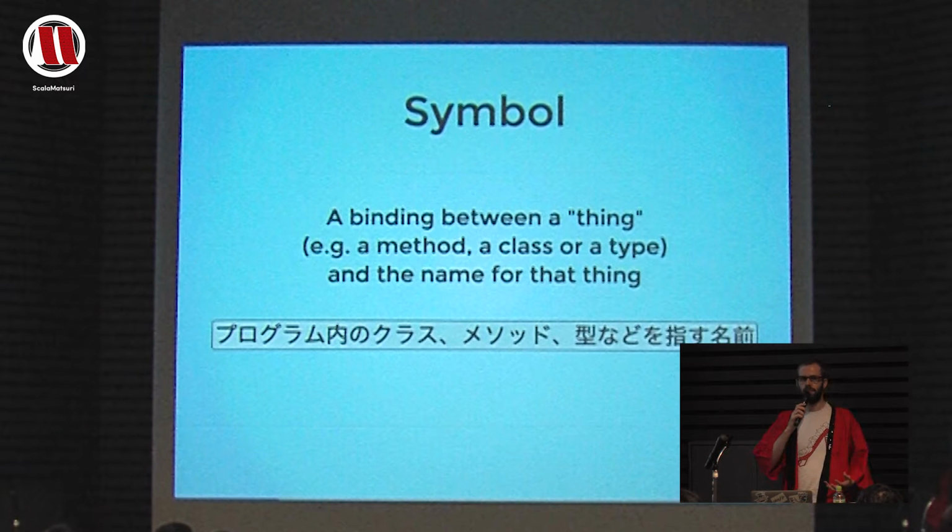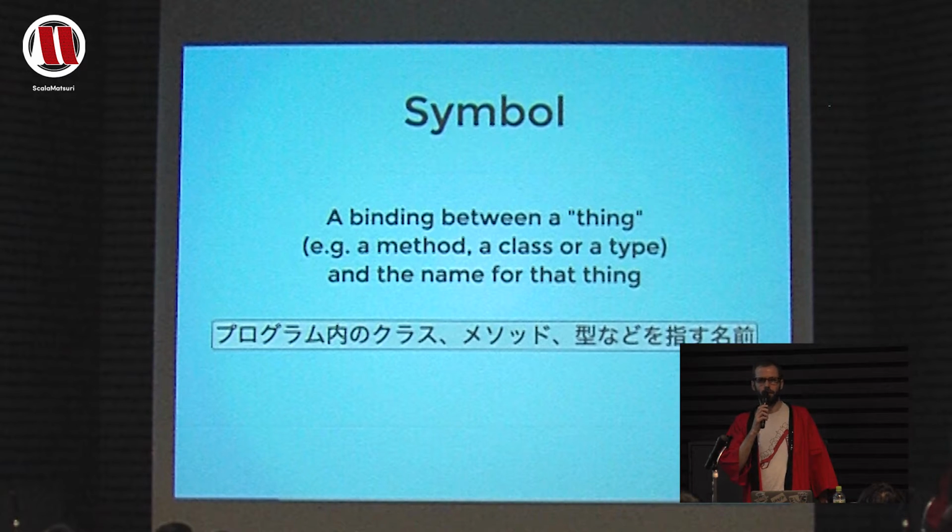Symbols. So the symbol is kind of the name of an entity in your program, whether it's a val or a class or a method. Anything that you can reference in your program has a name, a way of looking it up and accessing it. And all of this information is stored by the compiler in a data structure called the symbol table.